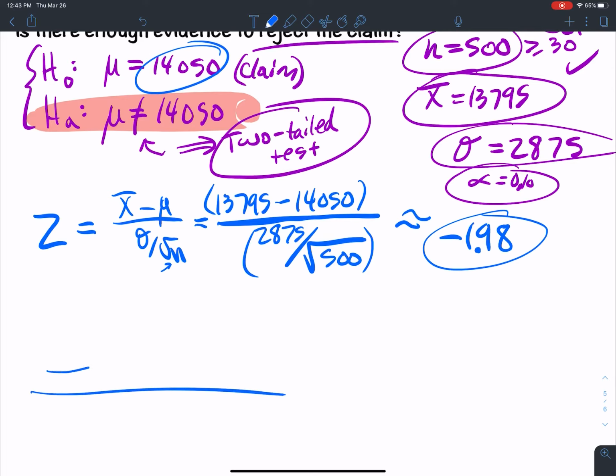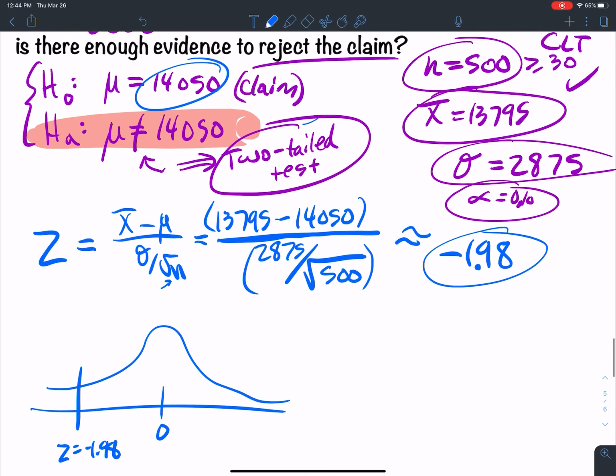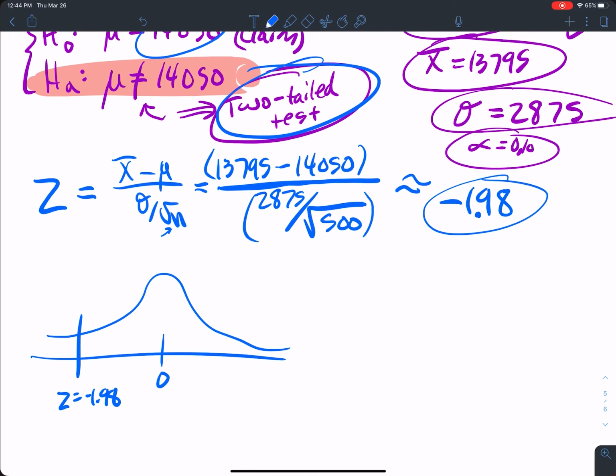So what's the chart say? I've got my pretty picture here. What's in the middle? 0. Negative z score is over here, so z is negative 1.98. It is a two-tailed test, so what's that tell me? I have one on the negative side, and I also have one on the positive side, 1.98. So, area as extreme or more extreme.